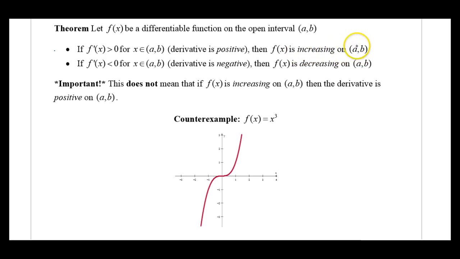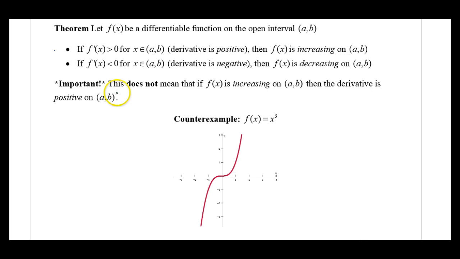So there's a distinct difference between being positive and increasing. So if the derivative is positive on a particular interval, then the original function is increasing on the interval from a to b. And then if the derivative is negative over the interval from a to b, then the original function must be decreasing on the interval from a to b. So it's really important to know that this only works in this direction. So if the derivative is positive, the original function is increasing. If the derivative is negative, the original function is decreasing.